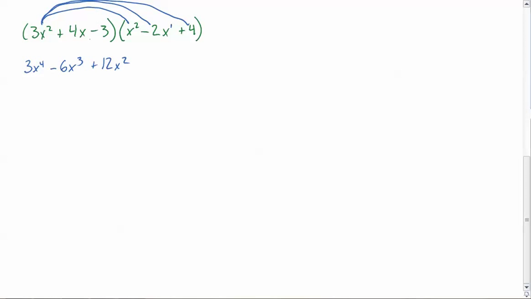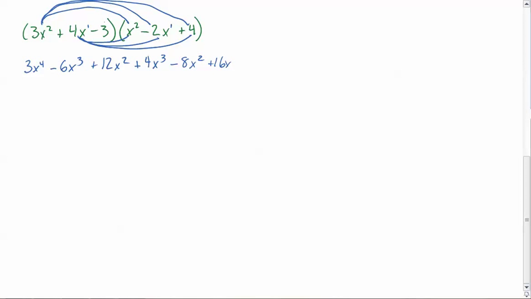And then we'll move on. Now the 4x needs to be distributed to everything. So 4x times x squared is plus 4x cubed. Alright, and then 4x times negative 2x. And so that's going to give us minus 8x squared, right? 4 times 2 is 8. X times x is x squared. And then 4x times 4 is plus 16x.